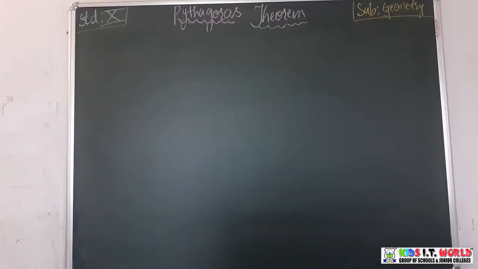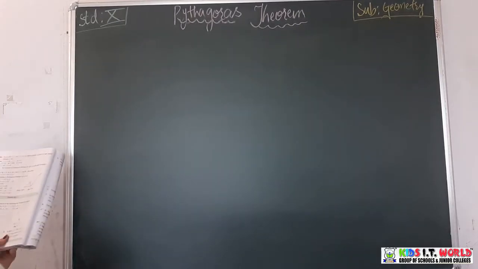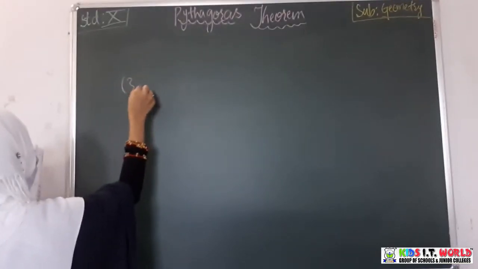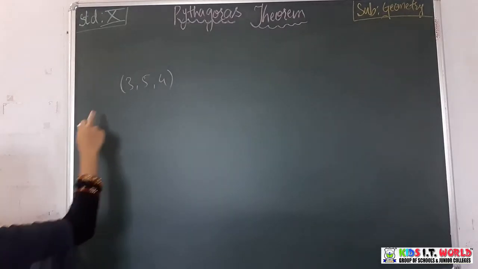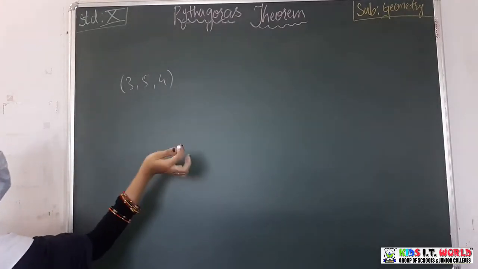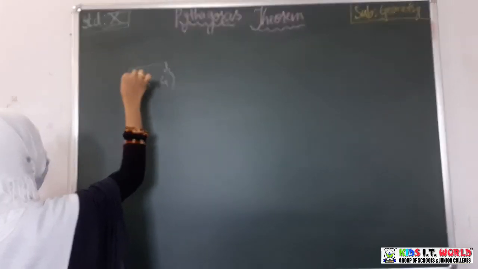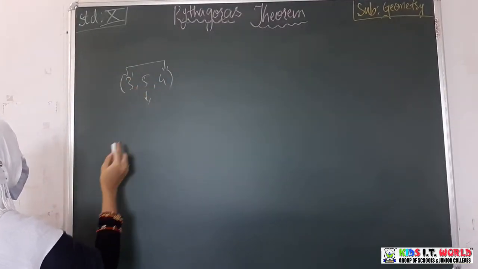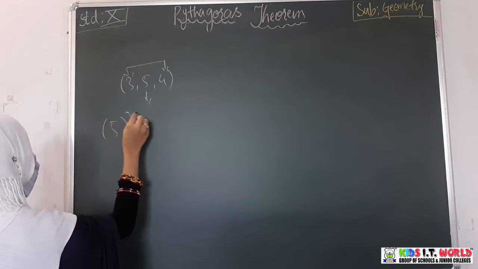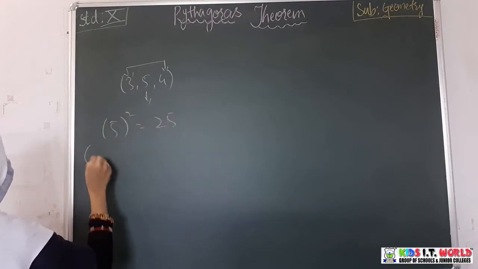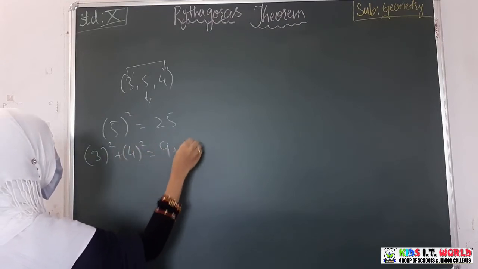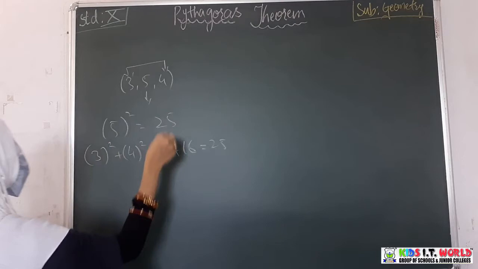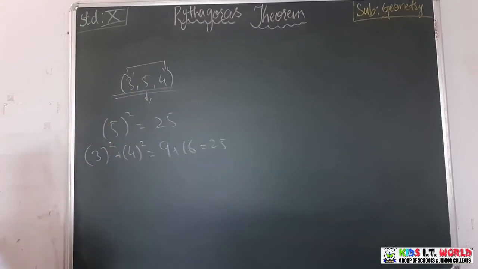Question number 1: identify with reason which of the following are Pythagorean triplets. First of all, consider the first one. 5 square is 25 and 3 square plus 4 square is 9 plus 16, that is 25. Therefore, it is a Pythagorean triplet.